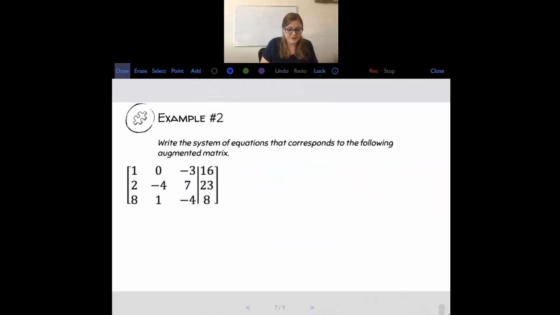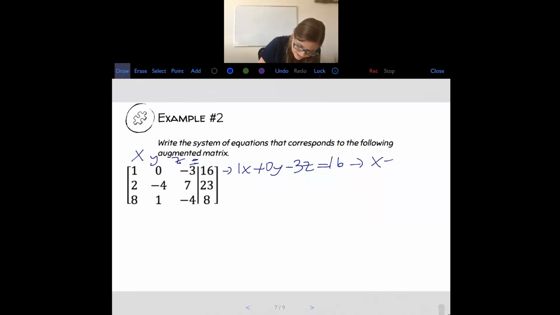Let's go the other way around. We'll write the system of equations that corresponds to the following augmented matrix. Okay, so we have, this will be x, y, and z, and here's my equal sign. Okay, so for the first one, we have 1x plus 0y minus 3z is equal to 16, which is another way of saying x minus 3z is equal to 16.